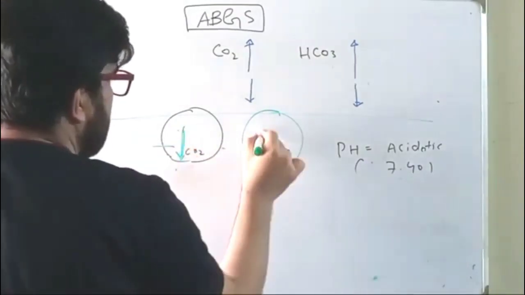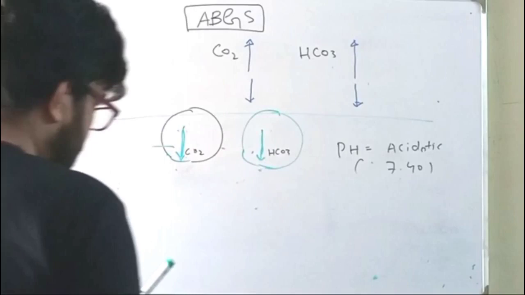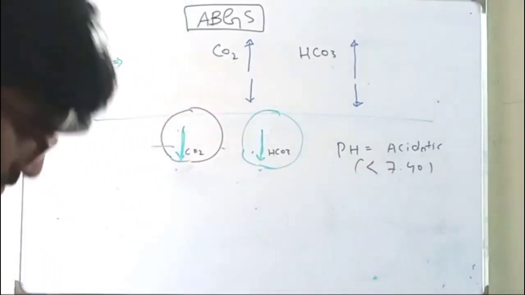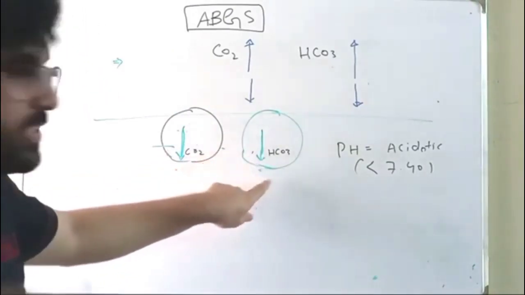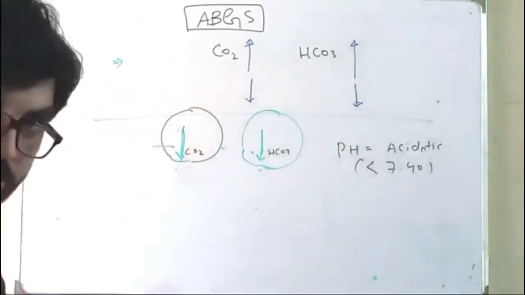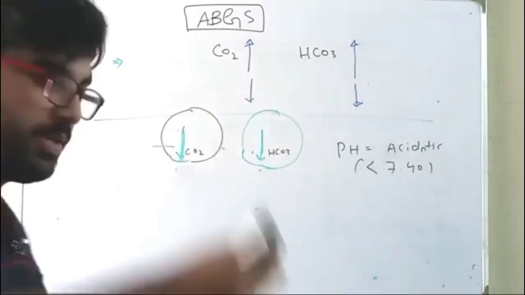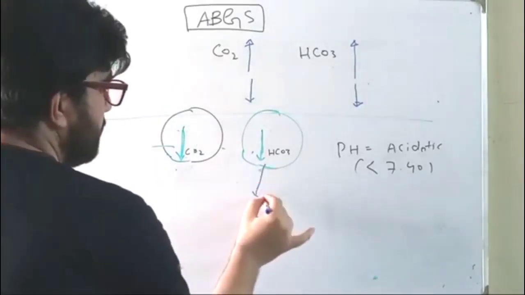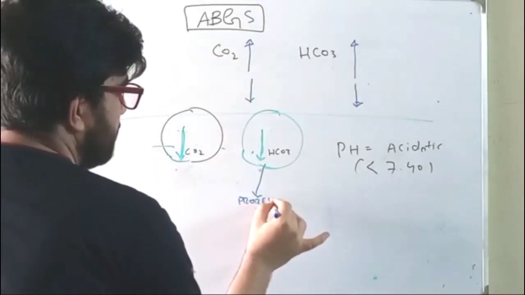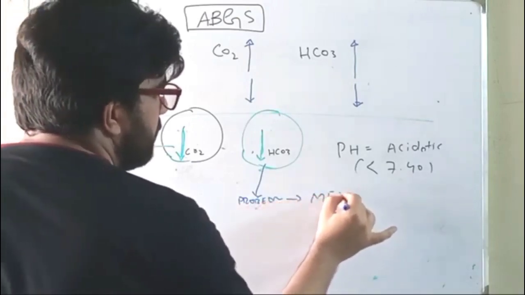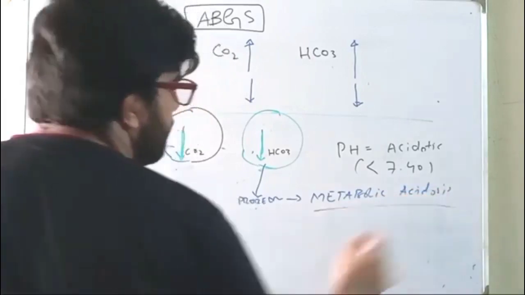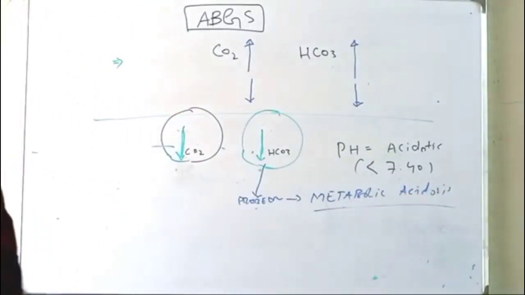If both the arrows are moving downward and the pH is acidotic, now which one is causing the decrease in pH? Decrease in CO2? No. Decrease in bicarb? Yes. So this is the problem. This arrow is the problem, and this is called metabolic acidosis. And this is a very important topic regarding the management of the patient and regarding the MCQs.